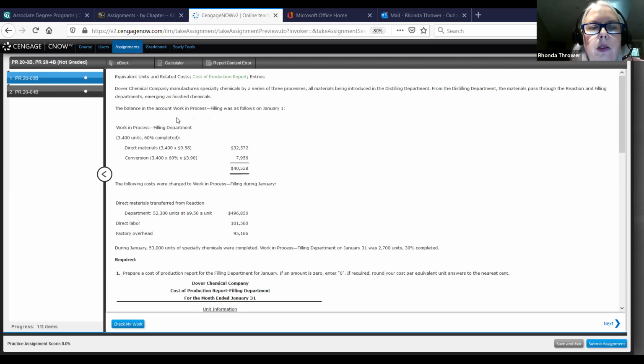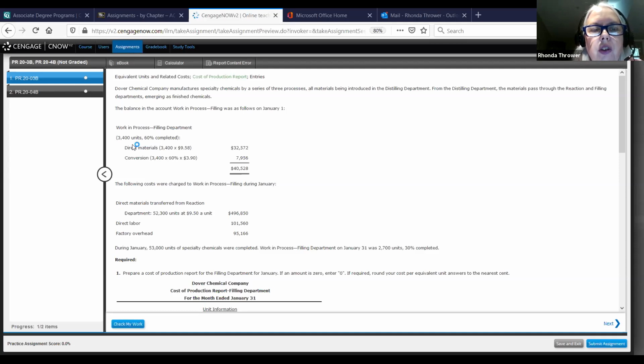And the first thing that they tell us is that the balance in the work in process filling department was 3,400 units that came from last period. So in December, we brought forward into January 3,400 units. This beginning work in process, of course, is the ending work in process for the last period that's just brought forward.